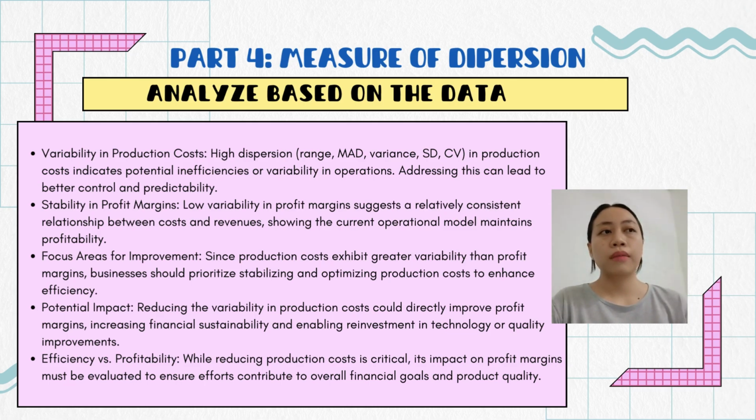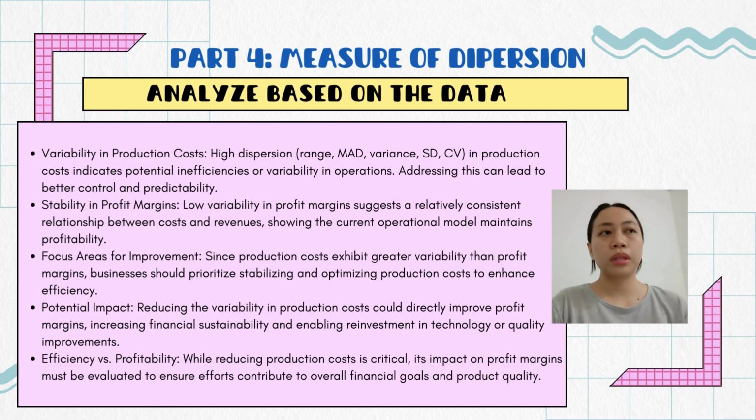Third, focus areas for improvement. Given that production costs are more variable than profit margin, businesses should focus on stabilizing and optimizing production costs to improve efficiency.